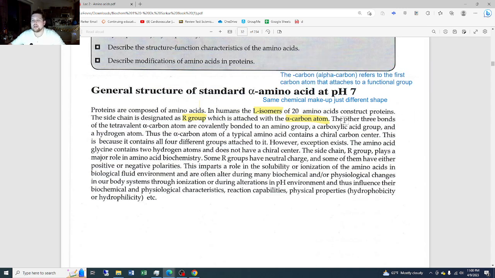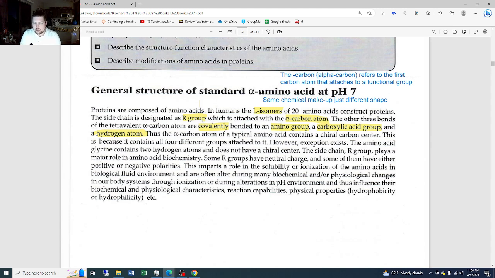Okay. The other three bonds of the tetravalent alpha carbon atom are covalently bonded to an amino group. If you remember covalent, we talk about covalent bonds. Think back of what that means. It means we're sharing those electrons. Bound to an amino group, a carboxylic acid group, and a hydrogen atom. So we'll also look at the amino groups, carboxylic acid group, and the hydrogen atom. We'll see the structure of all these amino acids.